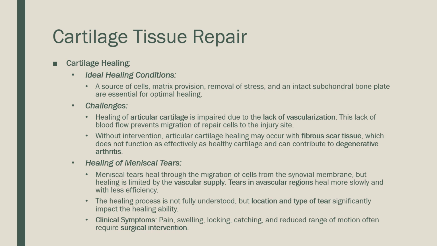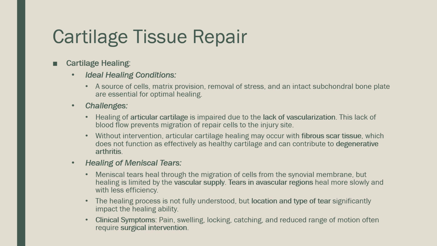At birth, the meniscus is fully vascularized, but by adulthood, only the outer 10% to 30% remains vascularized. The blood supply comes from the perimeniscal capillary plexus. Water makes up 70% of the meniscus, providing lubrication and compressive load resistance. Collagen accounts for 60 to 70% of the dry weight, primarily type 1 collagen.